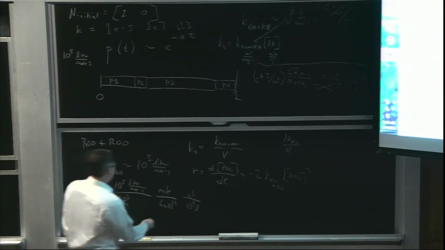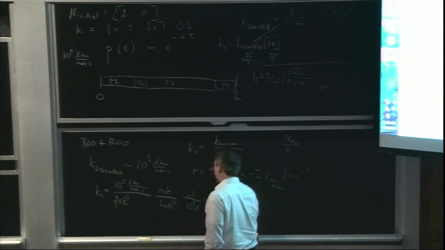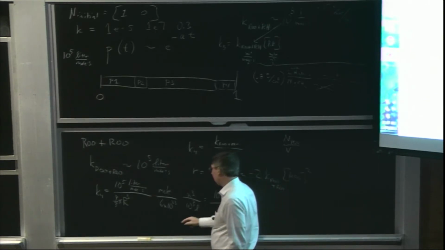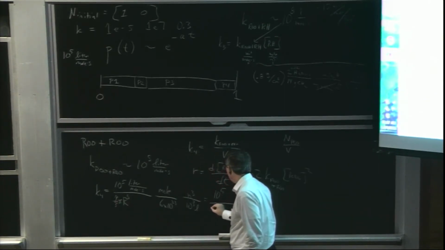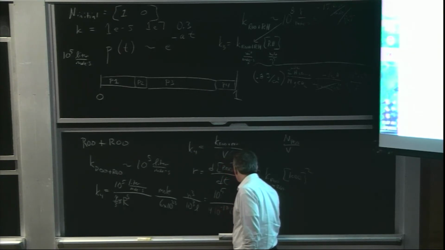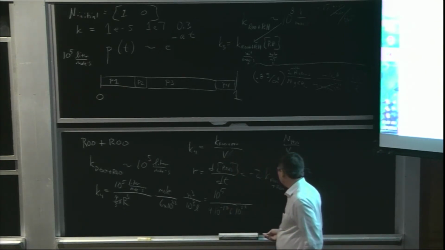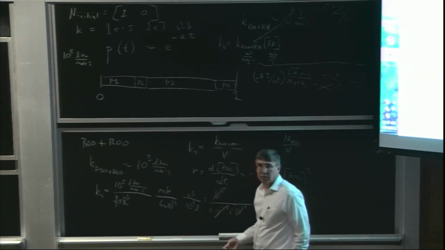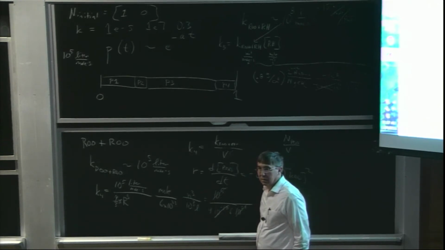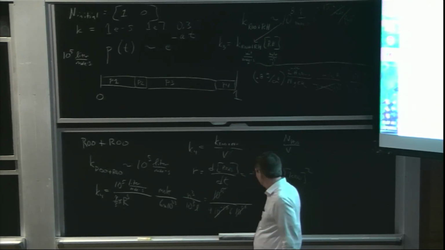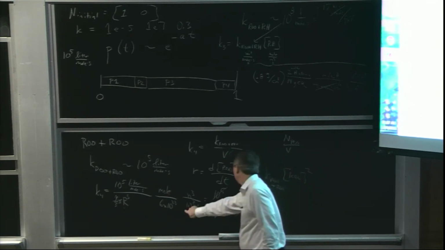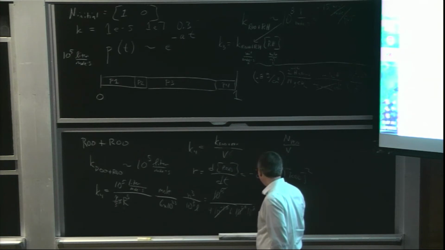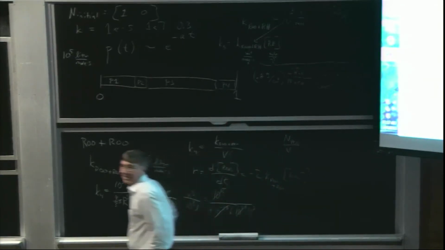So let's try it. This would be 10 to the 5th over 4/3 pi, which is about 4, times 10 to the negative 18, times 6 times 10 to the 23rd. So all the big ones cancel each other out. And so 1 over 24,000.